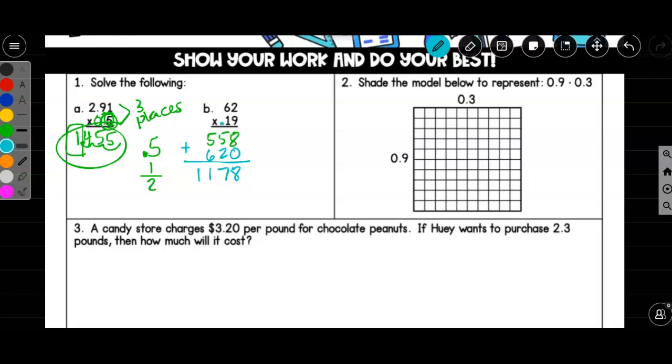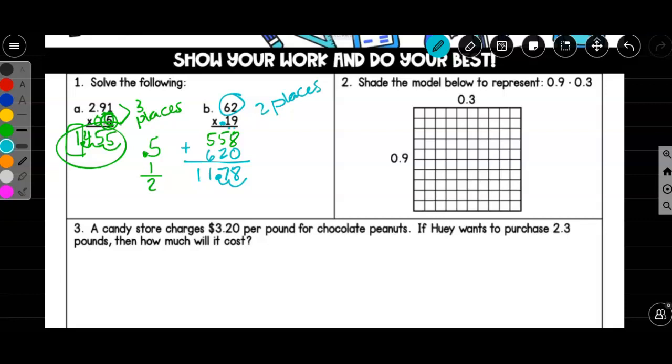We have a decimal value here. So we have 1, 2 place values total in our factors. We can't count any here because this is not a decimal number. So we have 2 places we need to go. So we start at the end and go 1, 2. So our final answer is 11 and 78 hundredths. Now, isn't that wild? We went from 62 all the way down to 11.